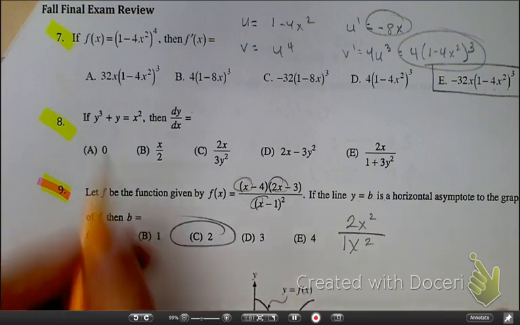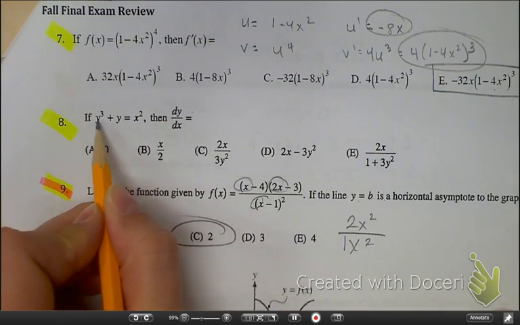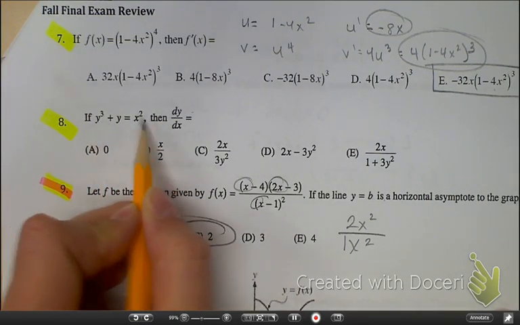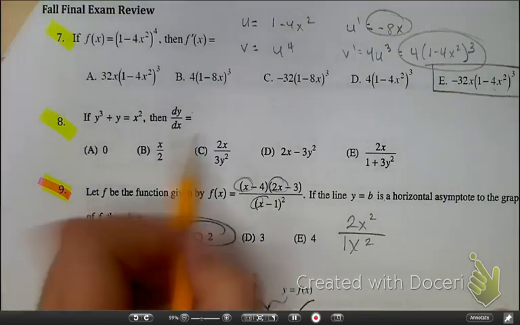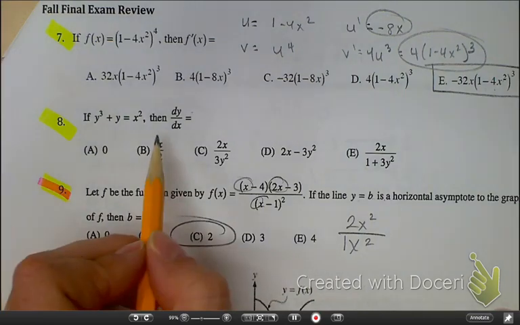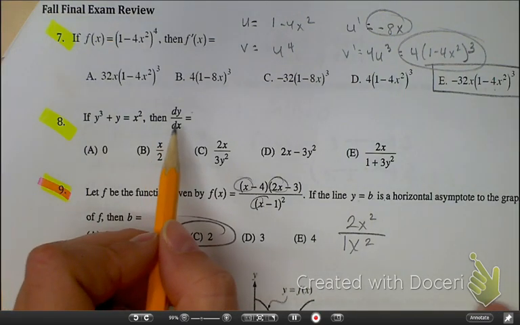Number 8. This is an implicit differentiation problem. Notice we have y's on the same side, and it's not just a y by itself. We have y cubed and y to the 1st power and x squared. So we're going to have to use implicit differentiation to find dy/dx and then isolate dy/dx.